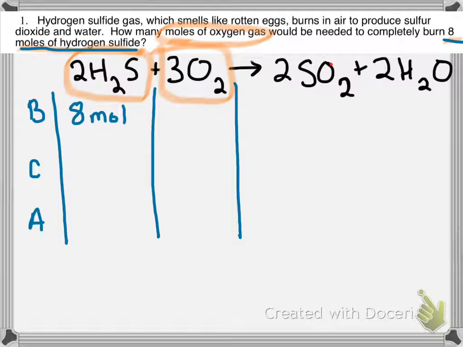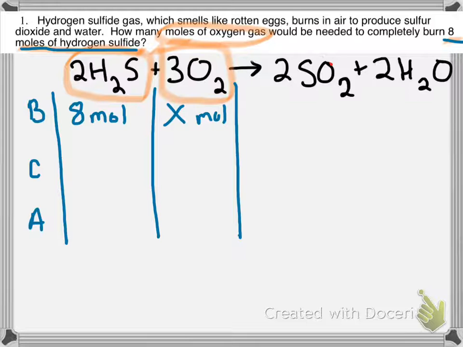And the question is, how many moles of oxygen gas do I need to start with? So I'm just going to call that X. That's my unknown. I want to figure out how many moles of oxygen I'm really starting with. For my change, this is when the mole ratio comes in.